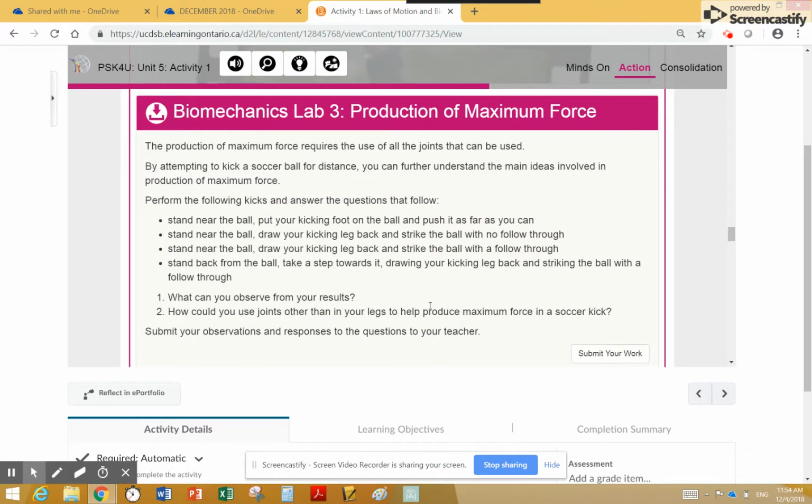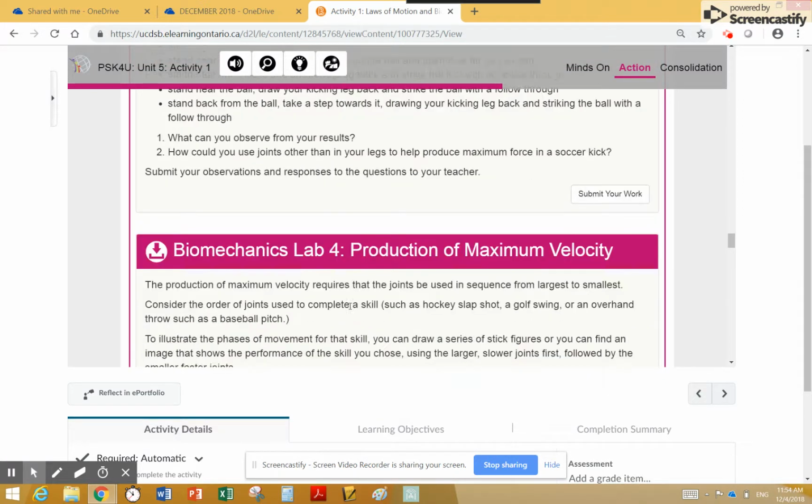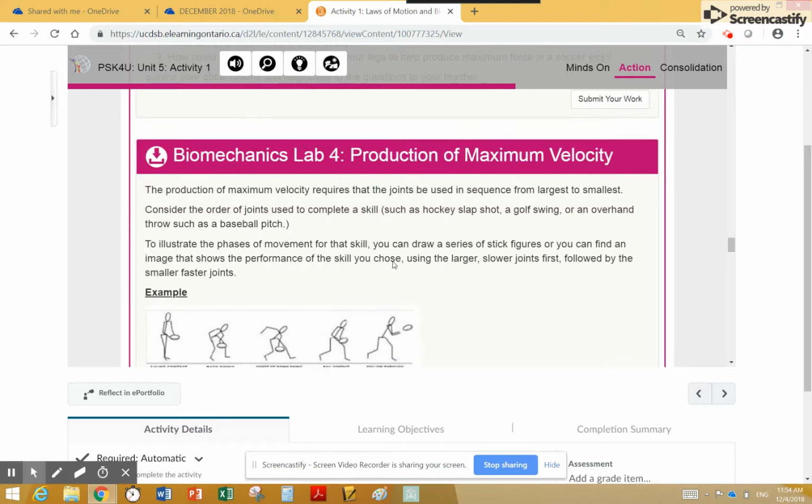This lab here is the production of maximum force. You're going to experiment with that right now. Following these instructions, you'll be able to go through this lab and then submit the information that it asks for from here. There's then one for the production of maximum velocity.